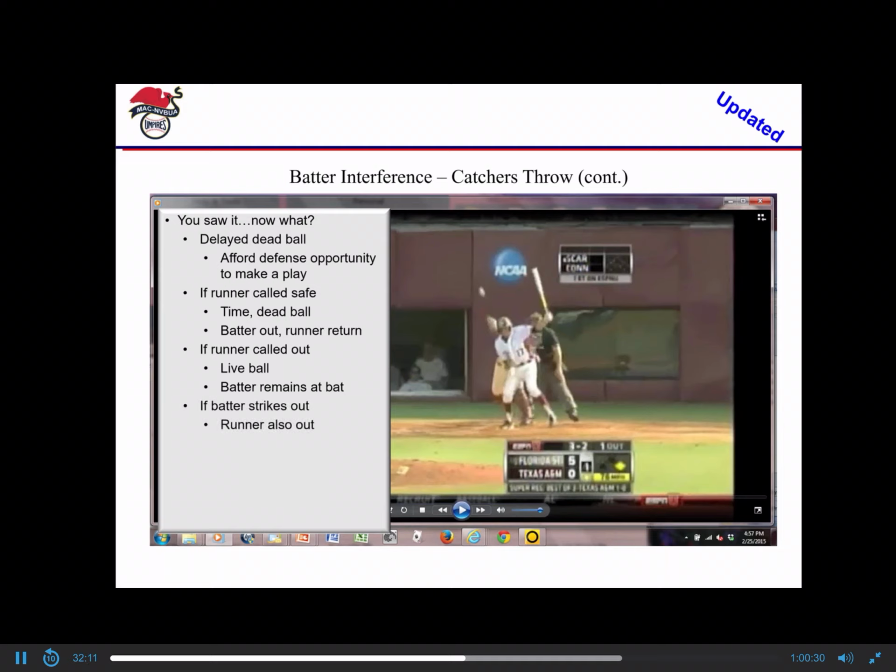If the batter strikes out for strike three, he is now out. He interferes. We're now also going to get the runner out. So now you're going to get 2 outs when the batter strikes out: the batter for the strikeout and the runner for the interference.